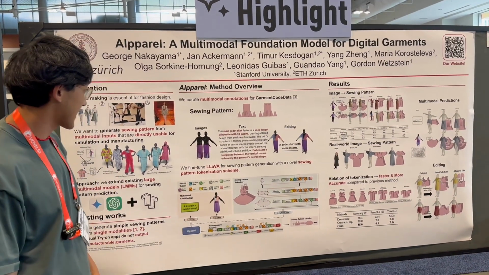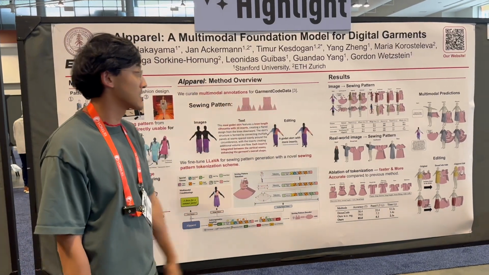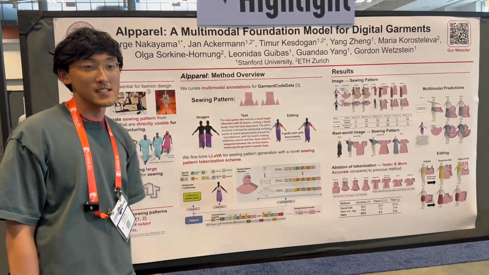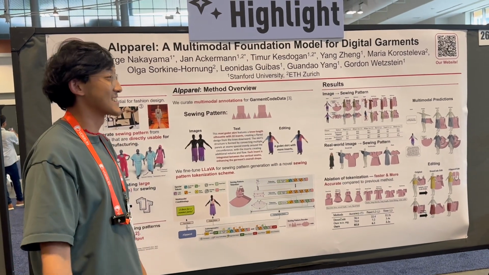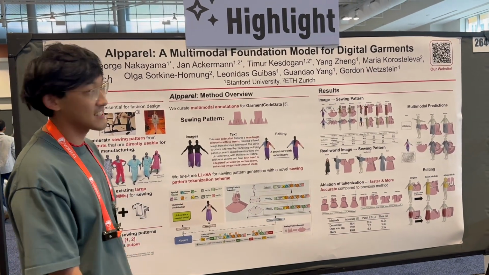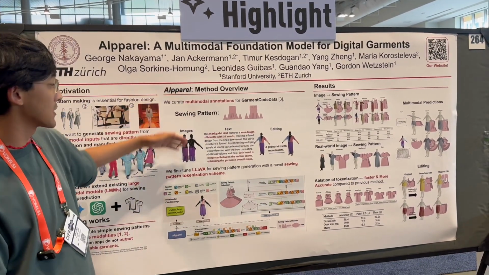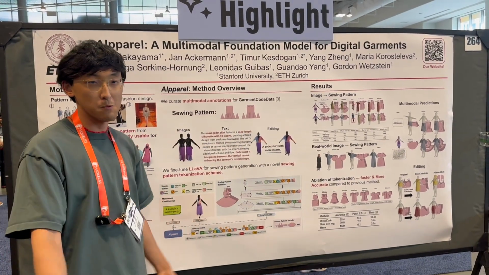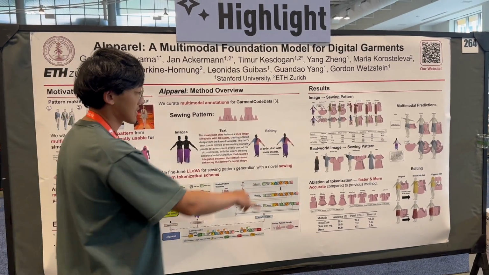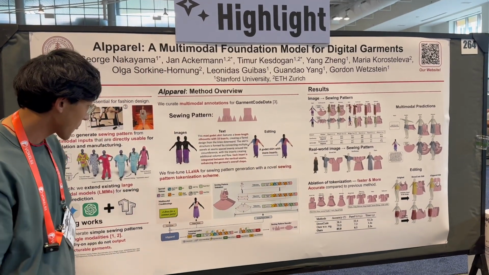The way we did it is that we first took the sewing patterns from GarmentCode data, which is a procedurally generated garment sewing pattern data set that contains 120,000 data points, and then we annotated it with image and text. We also have some editing pairs of sewing patterns that are before and after the editing given the instruction.